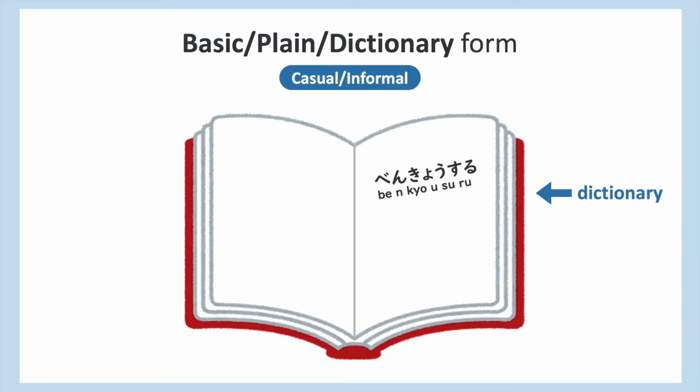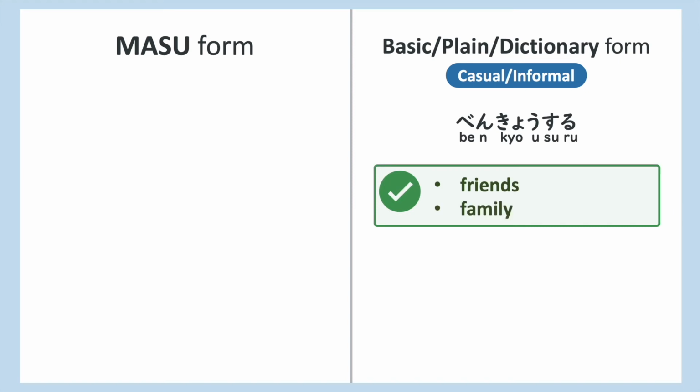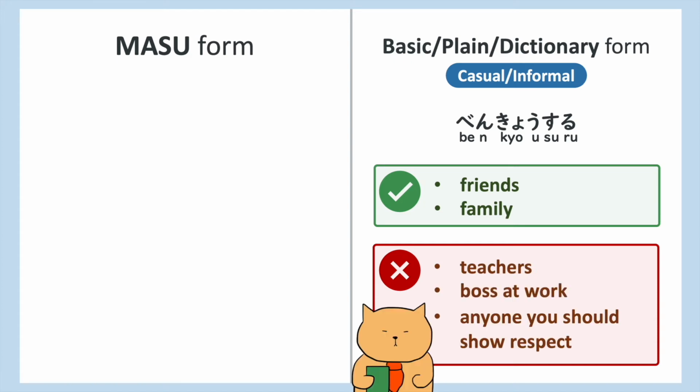The verb Shiro found in the dictionary, 勉強する, for to study, is called a dictionary form, also known as the basic form or the plain form of Japanese verbs. And this form is used as a casual or informal speech style, meaning that we can use the casual speech style when we talk to friends or family members, but it's not appropriate when speaking to the teachers, your boss at work, or anyone you should show your respect.